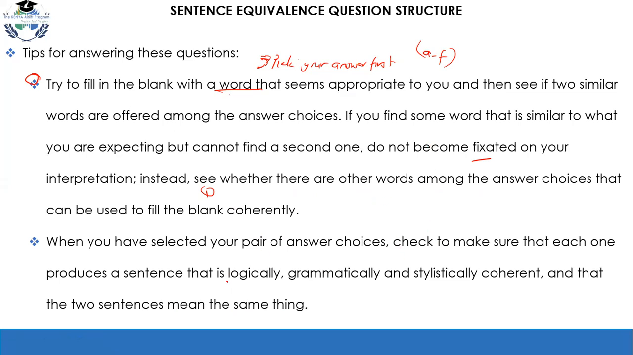So make sure it's logical, firstly. Make sure it's grammatical, and then style, like the styling of the sentence. Some words might feel correct, but they can't fit in that blank stylistically, right?